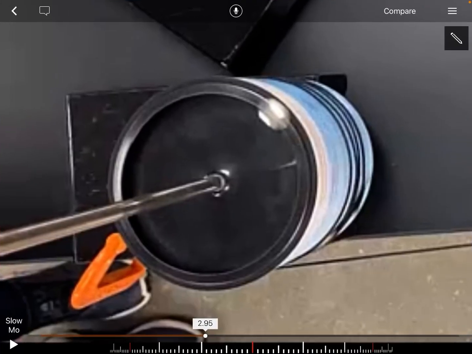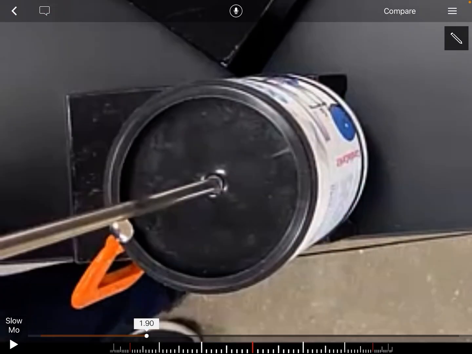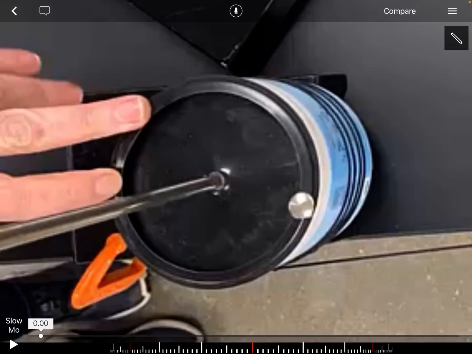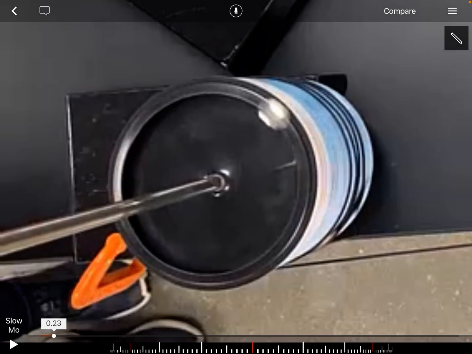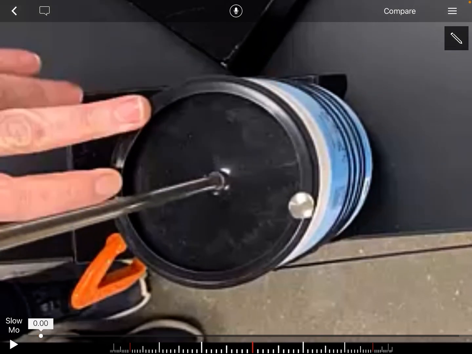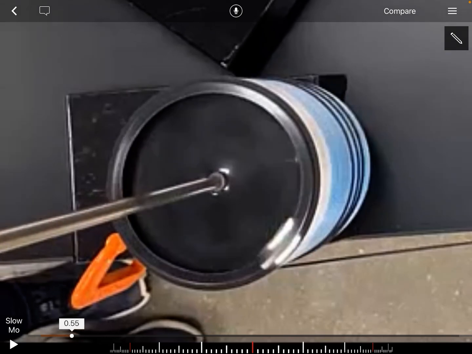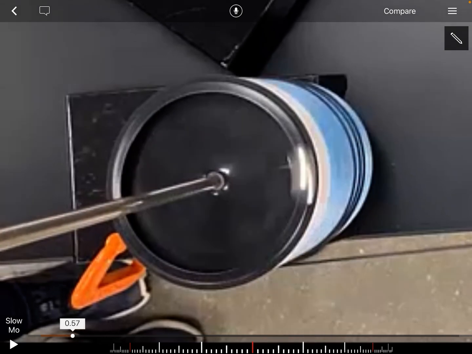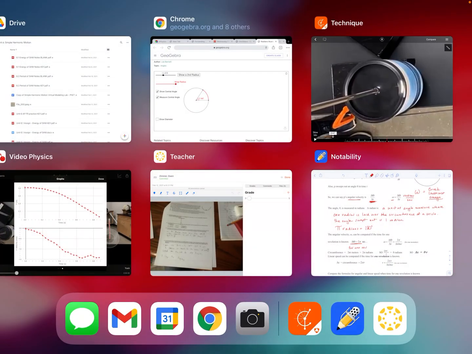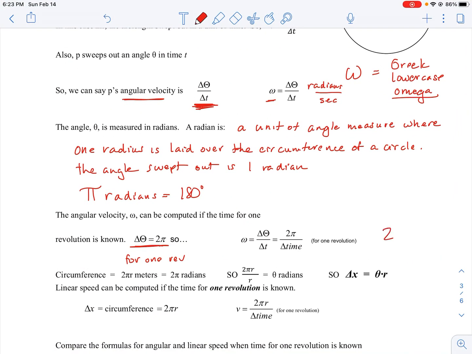So if I go back to this example, if I wanted to compute the average angular speed of this object, I start at 0 seconds. There we go. Start at 0 seconds, and let's see how long it takes for it to go around once. It took about 0.57 seconds. So once around was 2 pi radians over 0.57 seconds, and then I could convert that to a decimal to get the value.